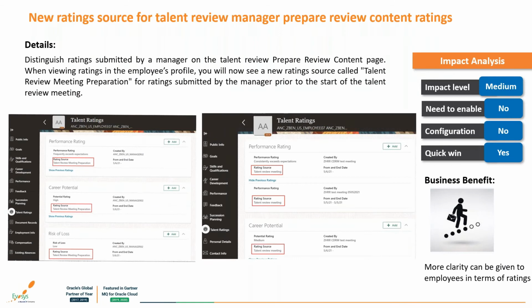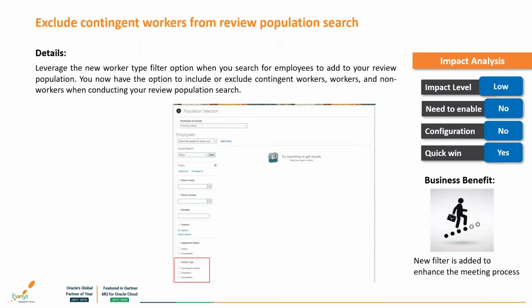Okay. So let us take an example to understand this feature better. If in your organization you want the line managers also to give the ratings, then using this feature, the line managers and the HR specialist, who is a facilitator, both can give the ratings and you can see those ratings individually. Moving to the next feature, exclude contingent workers from review population search.